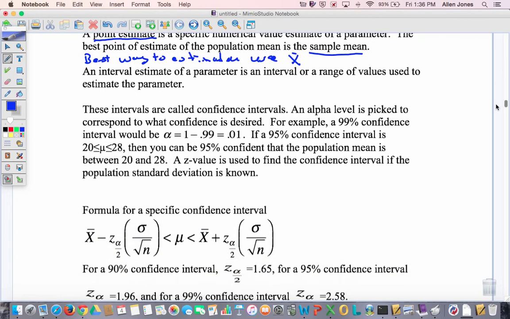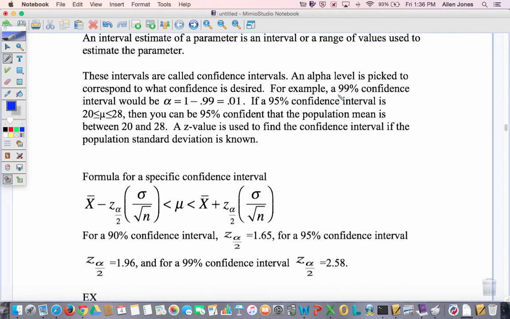We have three common confidence intervals. 99%, the z-score we use for 99% is 2.58. The next confidence interval is 95%. That z-score is 1.96. And the third one is 90%. That z-score is 1.65. So those are some common ones that are used.